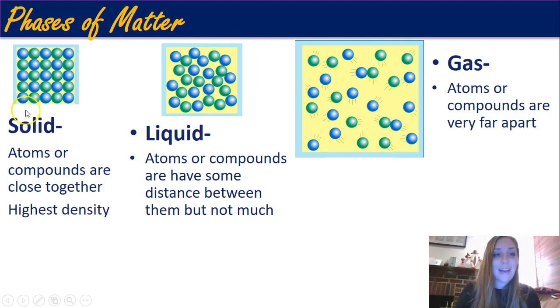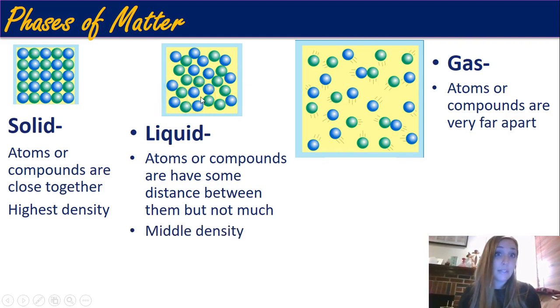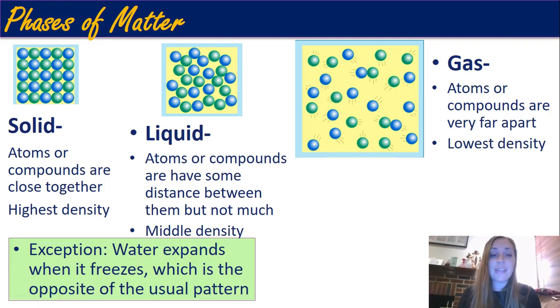Because the solids are closest together, they have the highest density. Density is saying how many neighbors are right next to you. Do you have a lot of stuff around you? If so, you have a high density. That means liquids have the middle density and gases have the lowest density. If you look at one atom in a gas and look around, it has the least close neighbors, so it's the lowest density. There is an exception, and that is water.